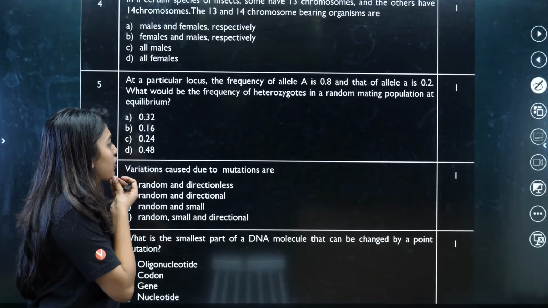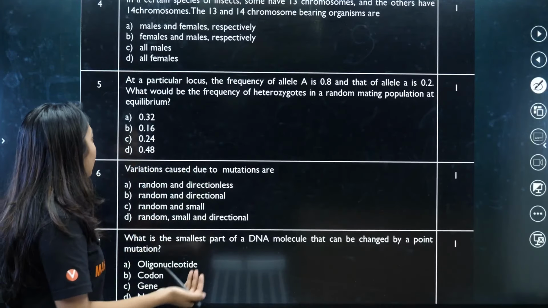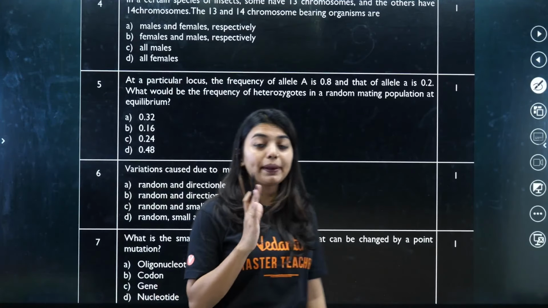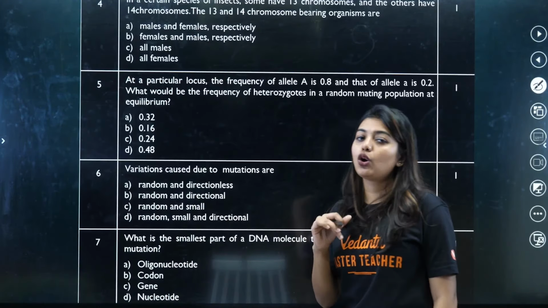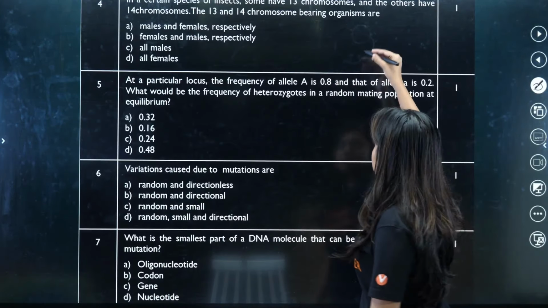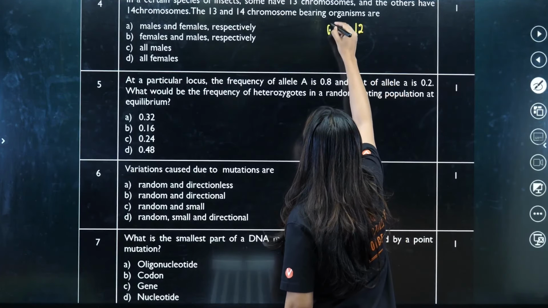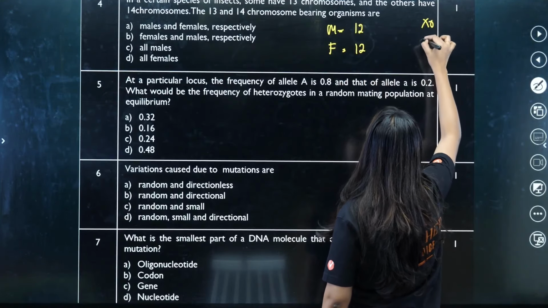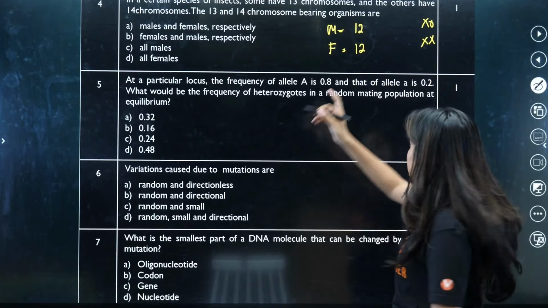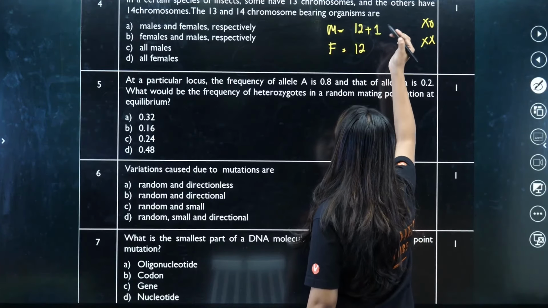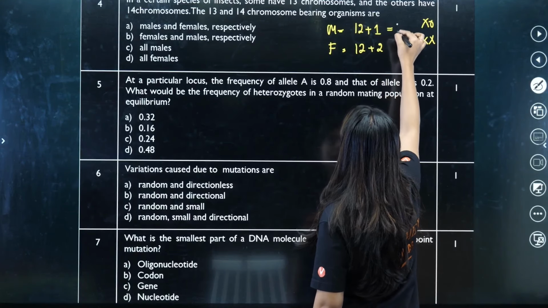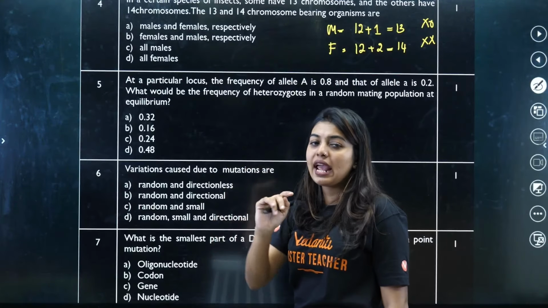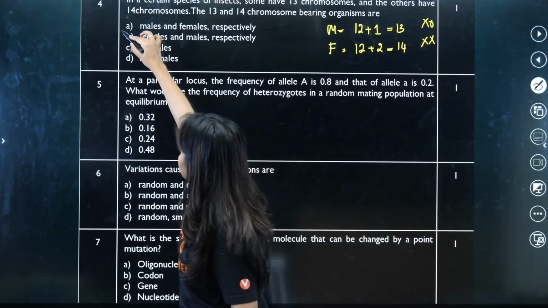Now, in certain species of insects, some have 13 chromosomes and the others have 14 chromosomes. The 13 and the 14 chromosome bearing organism. So they are asking, depending on the number, you have to tell if it's male or female. Now, all of you know, if autosomes are, say, 12 in males and females, both will have 12. Or you can have your XO and XX condition, right? One X will always be more in females. So I will write 12 plus 1 here and 12 plus 2 here. That means here I have 13 chromosomes, here I have 14 chromosomes. So female will always have an upper hand. One X will be more. So it can be 14. So I can write males and females respectively.